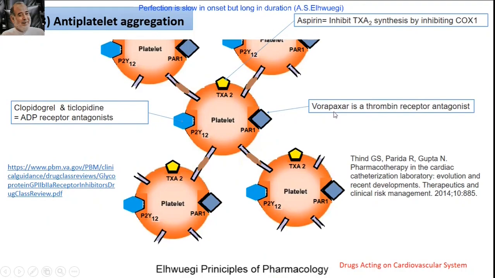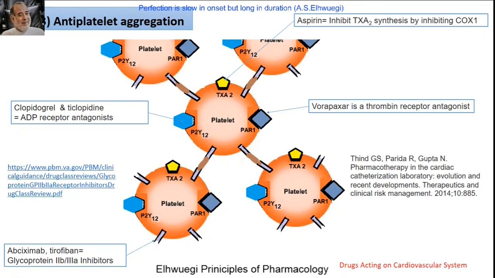Okay? The fourth group act by blocking the glycoprotein binding sites, the glycoprotein 2B and 3A receptors. They block glycoprotein 2B and 3A receptors. Abciximab and tirofiban are glycoprotein 2B and 3A inhibitors.